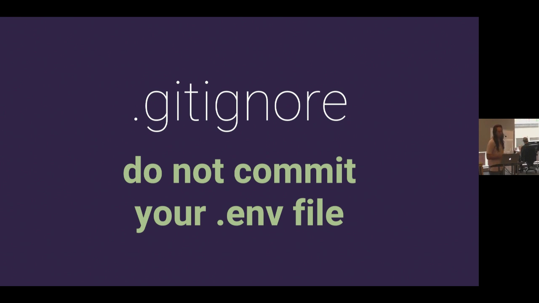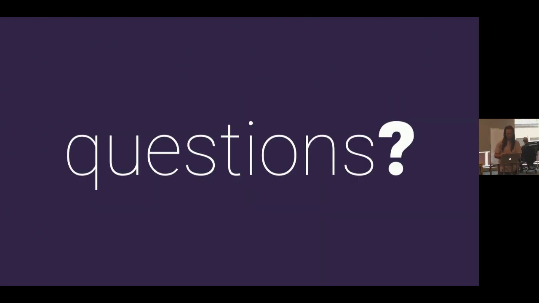So don't commit your .env file. That's where all your secrets are. Make sure it gets added to .gitignore. So any questions about the environment stuff before I go into an example? Okay.